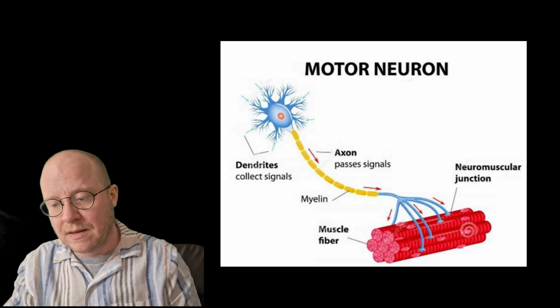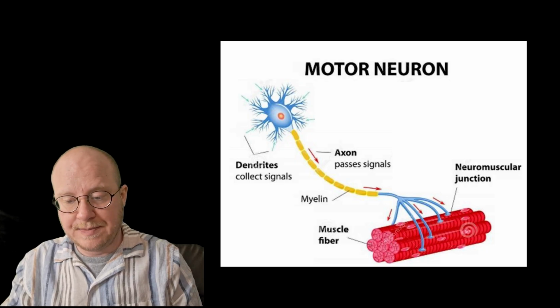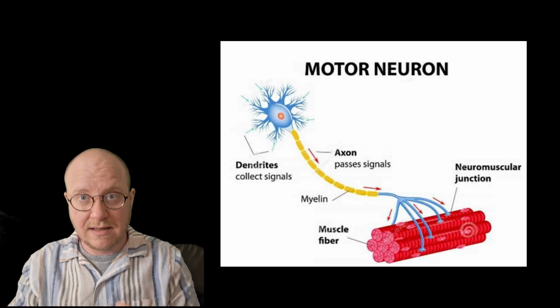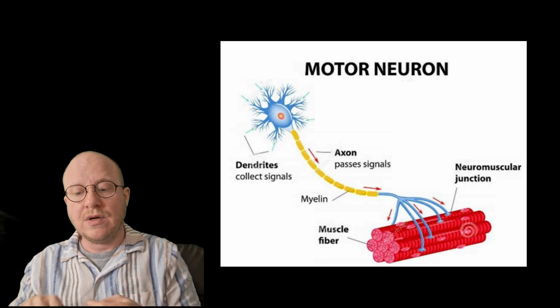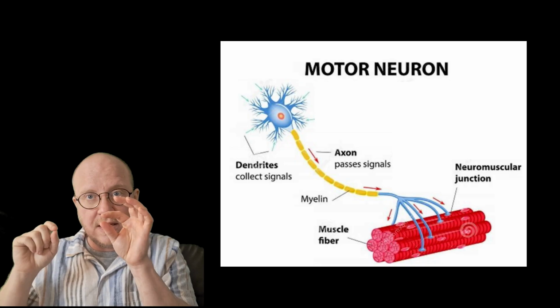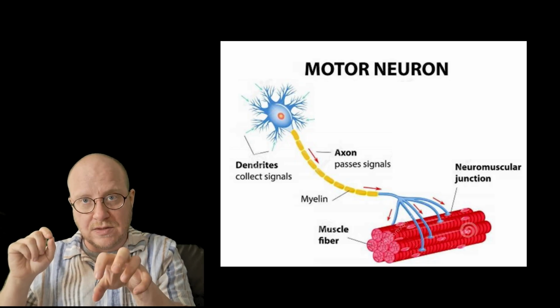Okay. Motor neurons terminate in muscle tissue. Terminate means they end there. Okay, so the motor neuron begins somewhere else, and then the end of it ends in the muscle tissue.